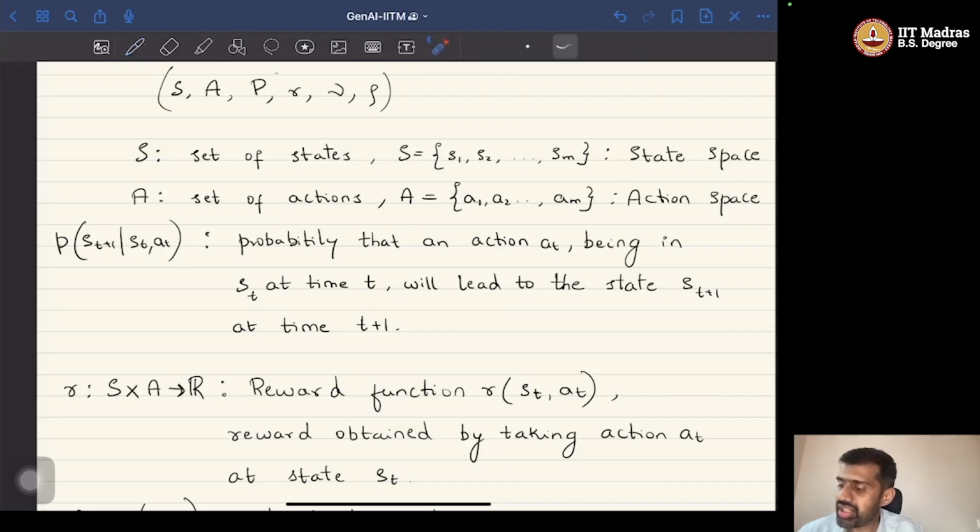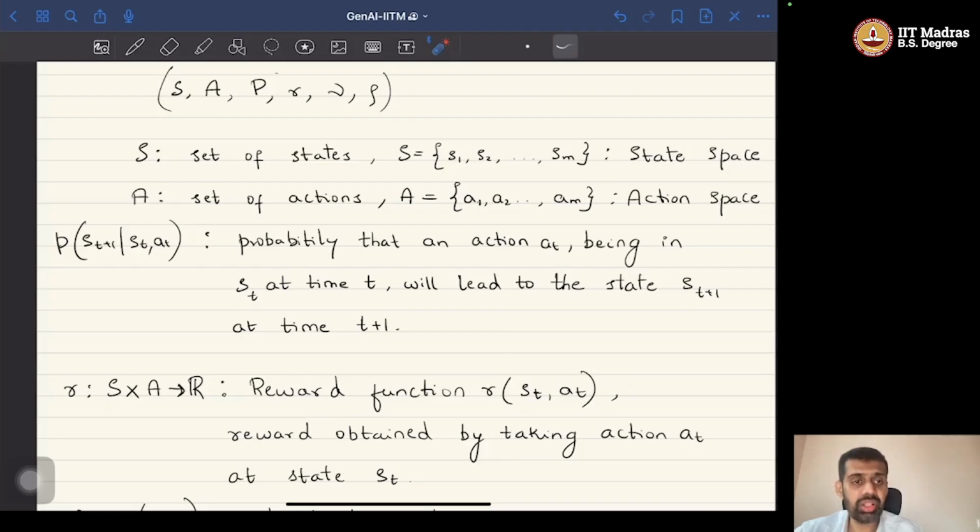And then there is the transition kernel, denoted by P of S_{t+1} conditioned on S_t and A_t. This is the probability that an action A_t, when performed being at state S_t at time t, will lead to state S_{t+1} at time t+1. That is, when the agent is at state S_t and performs the action A_t, what is the probability that the agent lands up being at state S_{t+1} at time t+1?